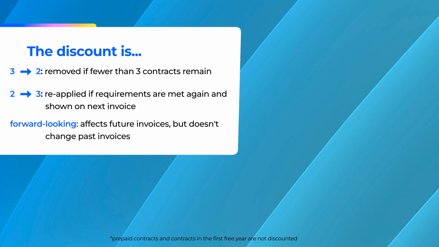The discount is available to all running contracts, so you might see discounts with your next invoice. But please note that previously issued invoices are not changed retroactively. So if you qualify for the discount today, it will show on the next invoice. Previous invoices that were already issued will not be adjusted or credited.